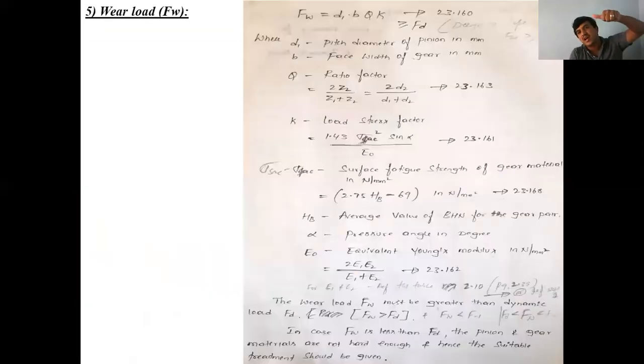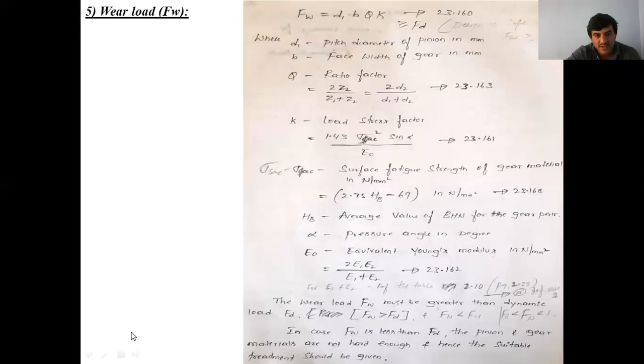Step number 1, identify the vehicle number. Step number 2, design against static load. Step number 3, take the dimensions of the gear and the pinion. Fourth, design against dynamic load. And the last step, design against wear load. Wear load occurs due to surface destruction of the gear tooth. It may be abrasive wear, corrosive wear, scoring, or pitting.